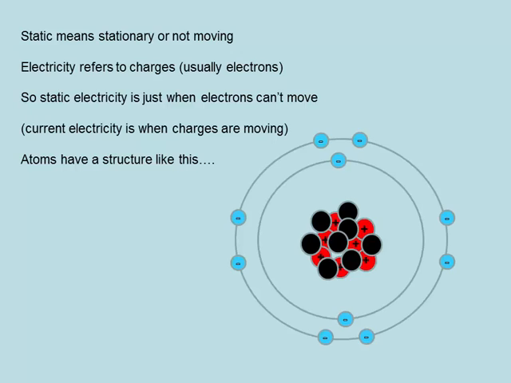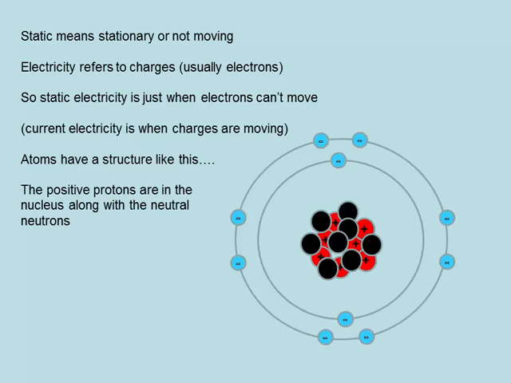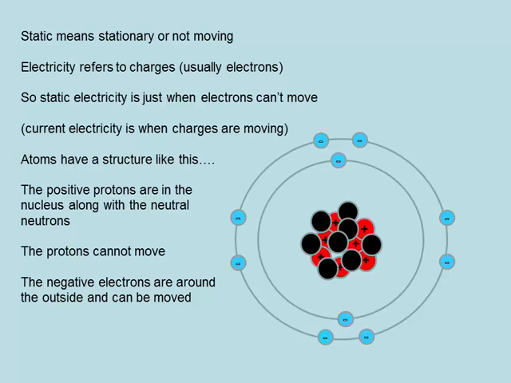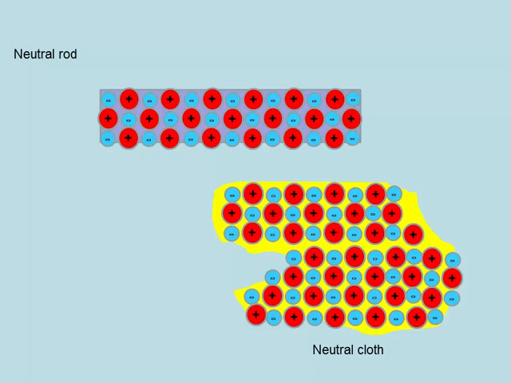Atoms have a structure rather like this. We have the positive protons in the nucleus along with the neutral neutrons. The protons can't move. The negative electrons are around the outside and can be moved. Here we have a neutral rod and a neutral cloth. They're neutral as they have the same number of protons, which are positive, as electrons, which are negative.